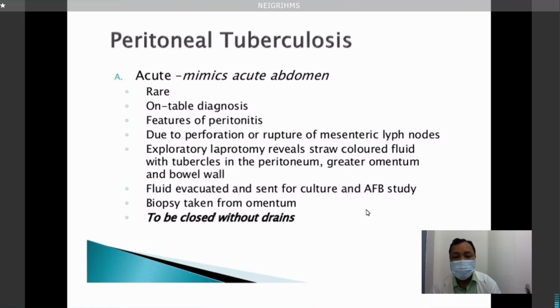case because of TB, then usually we do not try to put drains. Otherwise, it may be difficult to decide when to remove the drain, because a lot of ascitic fluid will keep on draining, and then that will lead to hypoproteinemia and other electrolyte imbalance.